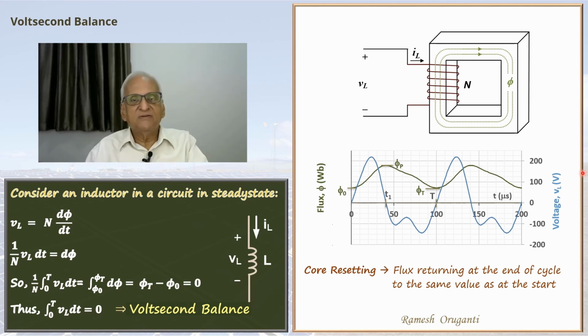This is to be avoided, and in power electronics sometimes we need to take special measures, particularly in transformers, to make sure that the flux crawling does not occur and that the core is reset in every cycle. Sometimes the flux does not voluntarily return in power electronics, so you need to do something to make it return. That is core resetting.